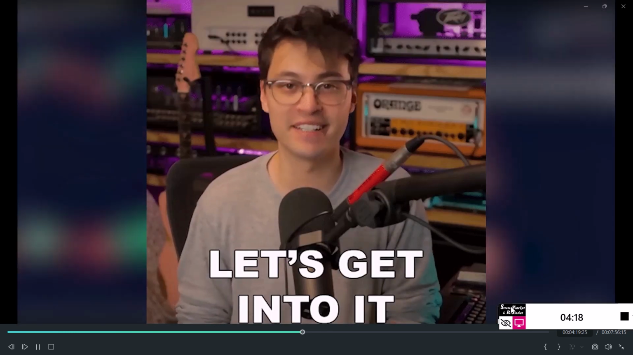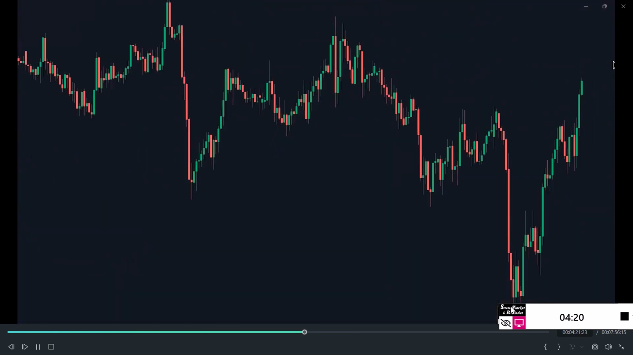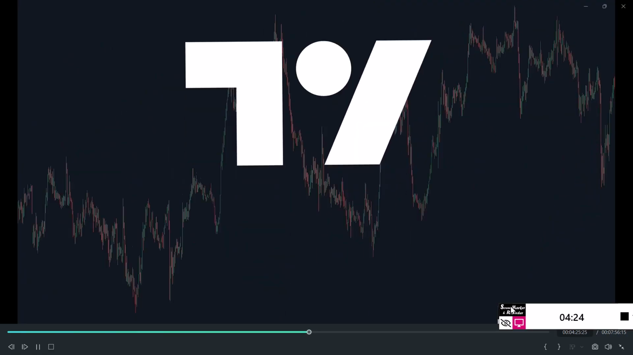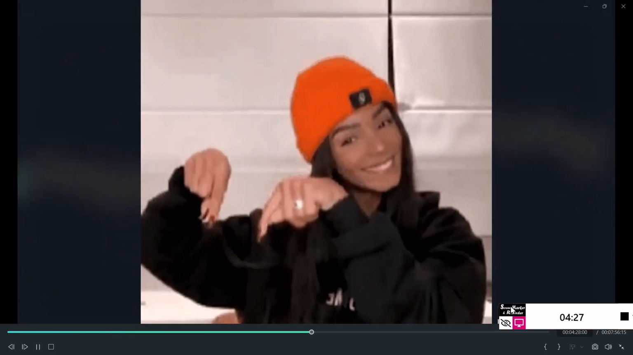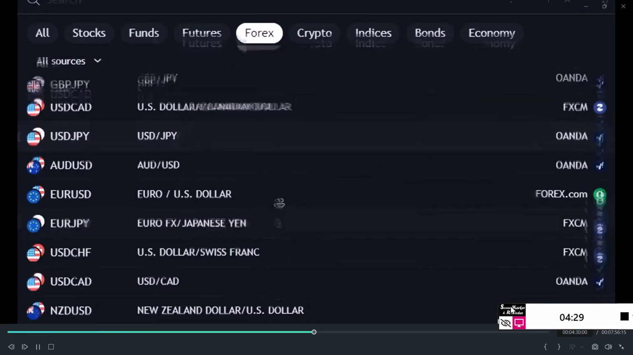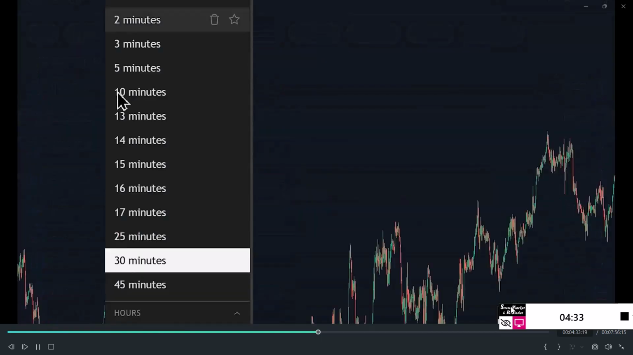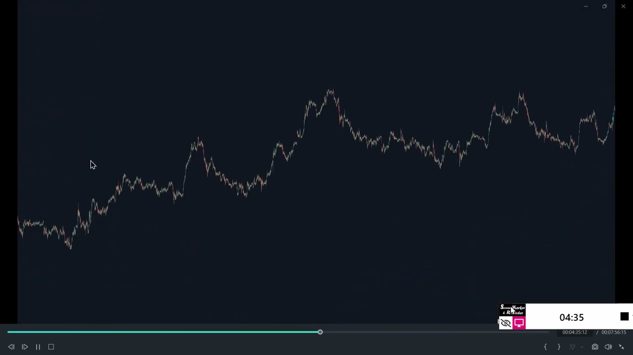Let's get into it. To get started with this indicator, you first want to go to TradingView, the trading platform that I'm going to be using. If you need to sign up, there's a link in the video description for you to do that. Next, you want to load any trading security you like.